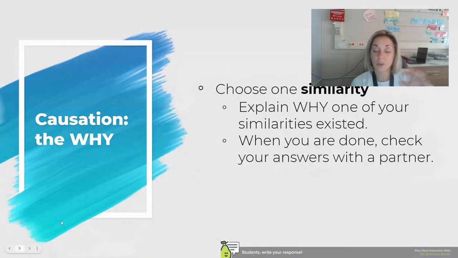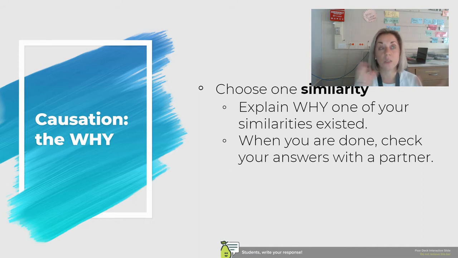Okay. After you have done that brainstorm with your partner, then choose one of the similarities you came up with and see if you can explain why the similarity exists. Right? This is our causation. So what is the reason behind why there is that similarity? They both have low populations. Both Greece and Persia have a relatively small population. What's the causation of that? It's due to the fact that they do not have access to a lot of fresh water. Therefore, it limits the size of their population.